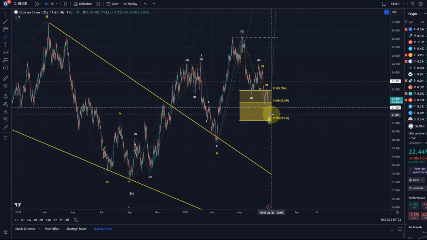So what that means is the break below 21.15 would be a very first warning for this particular scenario that it may not work out, and we may consider other options in more detail. Yeah, that's my update about silver.